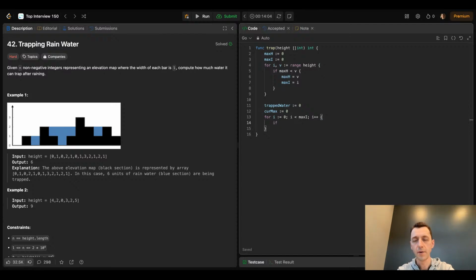So if trap i, can we call it just water? It's water. So trap i, if current max is smaller than this trap i, then we update current max, right? Is there anything else we need to do? Yeah, we need to update it.